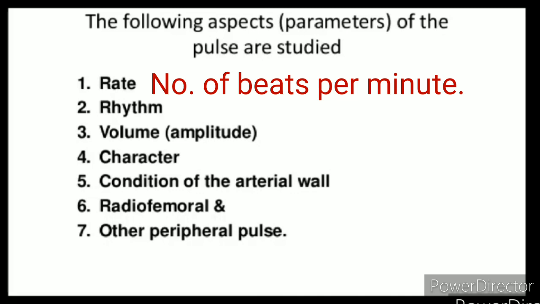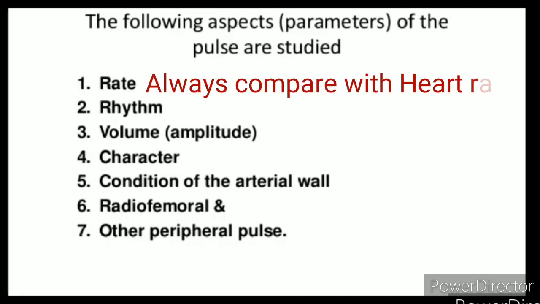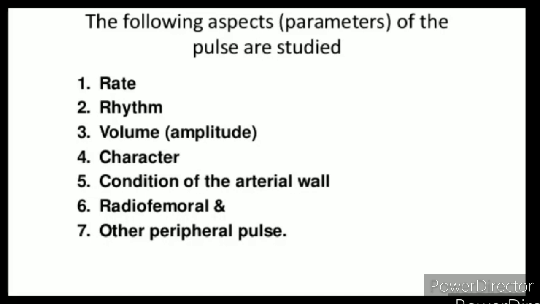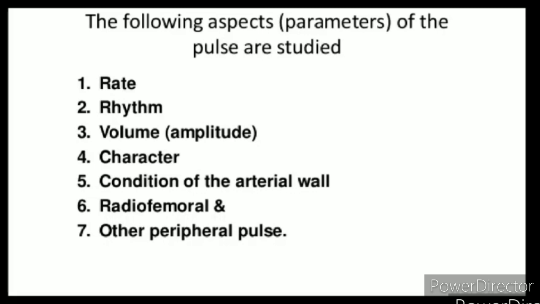We have to compare always with the heart rate, because whatever rate the heart is beating at during the cardiac cycle, that only will be coming to the periphery. So always compare with the heart rate. Normally the pulse rate will be in the range of 60 to 90 beats per minute. When we compare with the heart rate, it is almost similar.